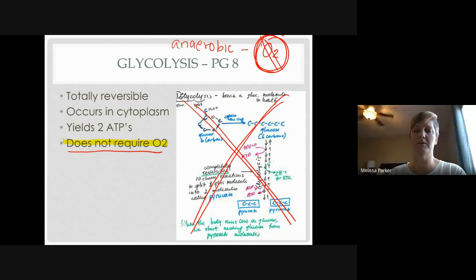One glucose molecule, which is six carbons, is going to make two pyruvates. And remember, each pyruvate is a three-carbon chain. It's reversible. I can take two pyruvates and go to glucose, or I can take glucose and make two pyruvates. It occurs in the cytoplasm. It makes two ATP, and it does not require oxygen. That's all you have to know right now, okay?